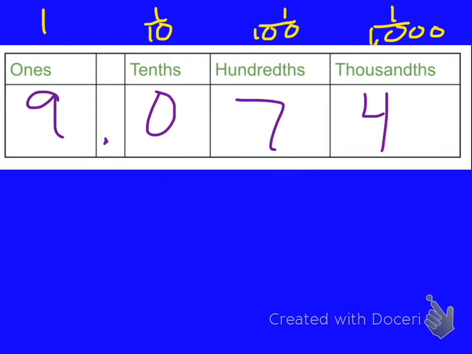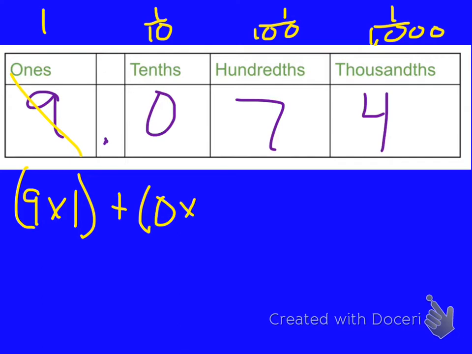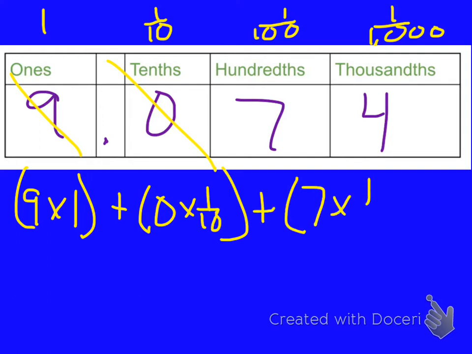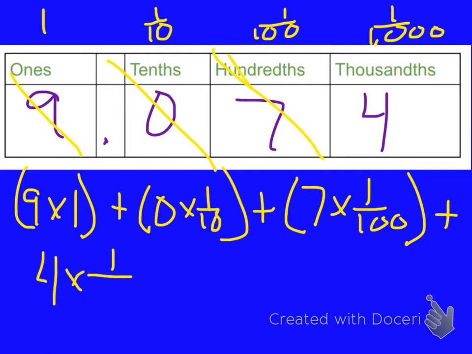All right, let's say we have 9 and 74 thousandths. We're going to start with our ones place and do 9 times 1 because it's in the ones place. I'm going to move to the 0. You can either skip it because it's a 0, or you can write it as 0 times 1/10. Done with the tenths place, move to the hundredths. Add that to 7 times 1/100th. In the hundredths place, move to the thousandths place. We're going to multiply it by 1/1000th because it's in the thousandths place. And that is it. Good luck on your assessment.